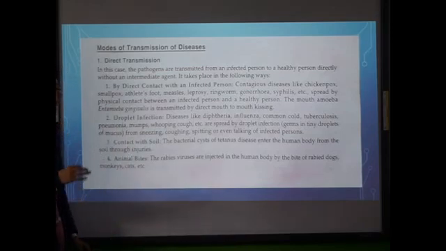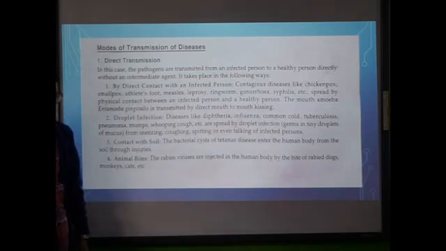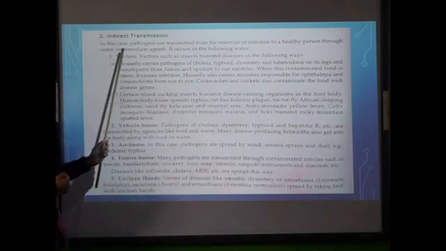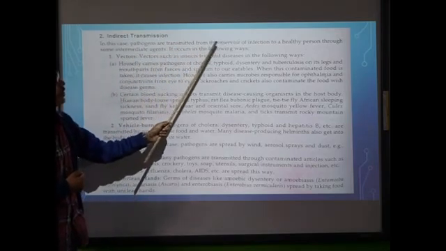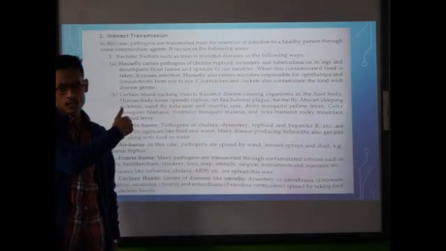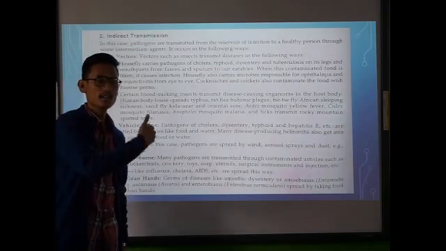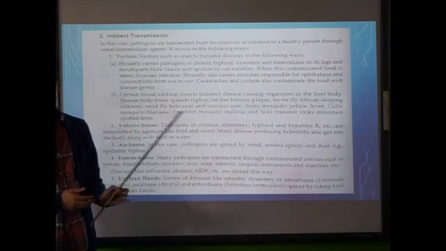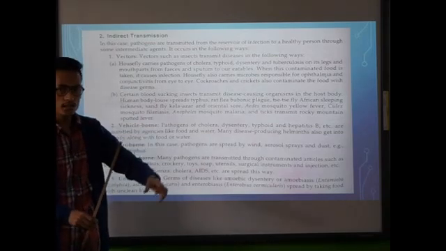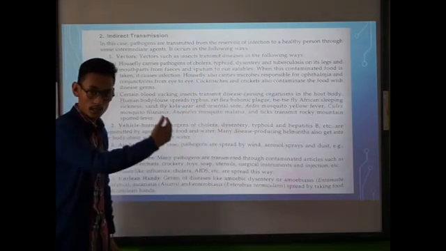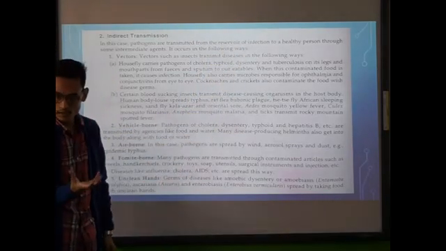So these are the different modes of transmission of disease under the direct mode of contact. Next one, indirect transmission. So let's figure out. In this case, pathogens are transmitted from the reservoir of infection to a healthy person. In case of direct transfer, there was no intermediate agent for the transfer of pathogens. But over here in indirect transmission, the disease will be transmitted from a reservoir of infection to a healthy person. And you know what is a reservoir of infection now?